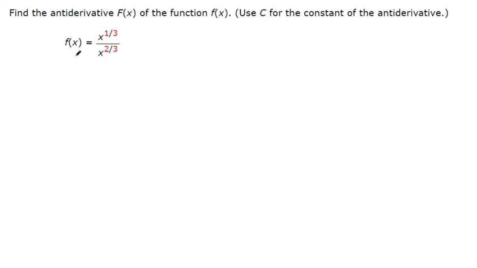So in algebra, we had the rule of exponents, where if you have two numbers of the same base that are dividing, their powers can subtract. That's probably the best way to approach this problem, is to simplify that way. We got 1/3 subtracted by 2/3, it makes x to the negative 1/3 power.